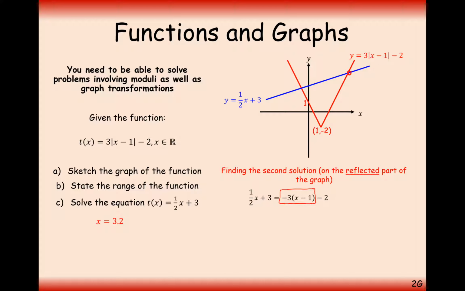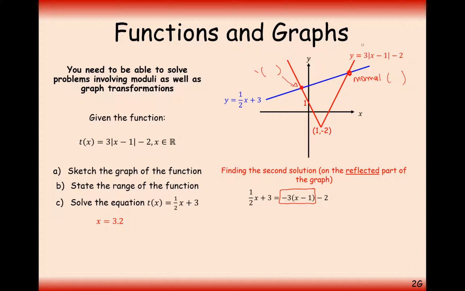So this solution here just got a normal pair of brackets. Normal brackets. This solution here, because it's on the reflected part of the graph, gets a negative pair of brackets. So it's really important that these are the distinctions between this solution here and then this solution here.